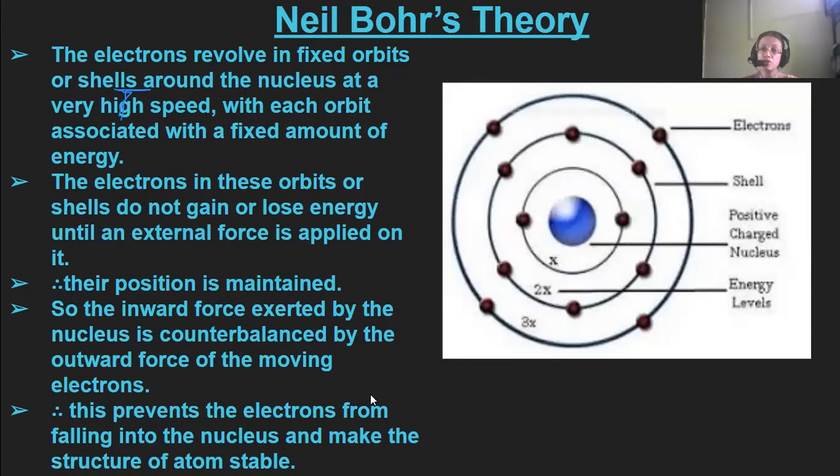Now, what is Niels Bohr's theory? Niels Bohr's theory says electrons revolve in fixed orbits or shells around the nucleus at a very high speed, with each orbit associated with a fixed amount of energy. They don't lose energy. The electrons in these orbits or shells neither gain nor lose energy until an external force is applied on them.